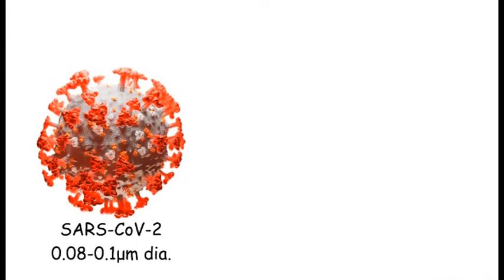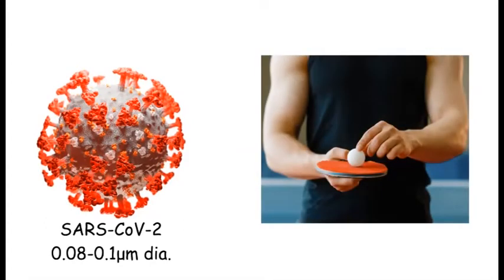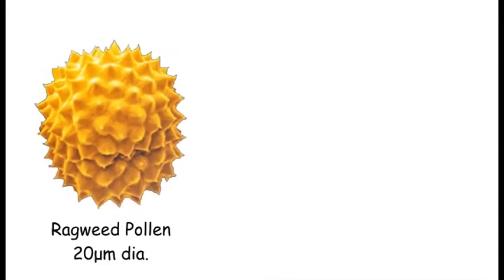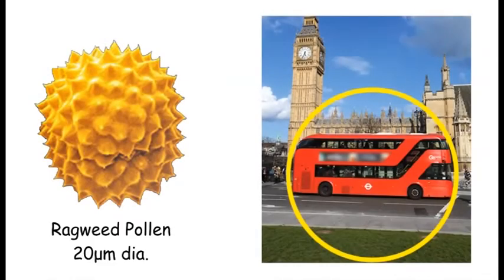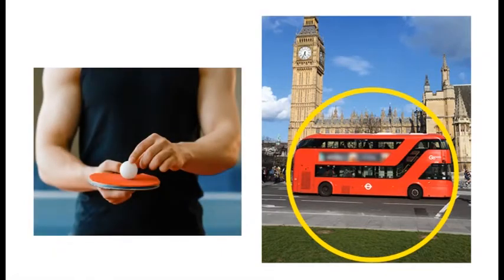For example, if the SARS-CoV-2 virus were actually the size of a ping pong ball, how large do you think that ragweed pollen would be? The ragweed pollen would be the size of a London double-decker bus. That's how big the size difference is. It's relatively easy to create a filter that can stop bus-sized particles. It's much harder to create a filter that will be able to capture and remove the nanoparticles.